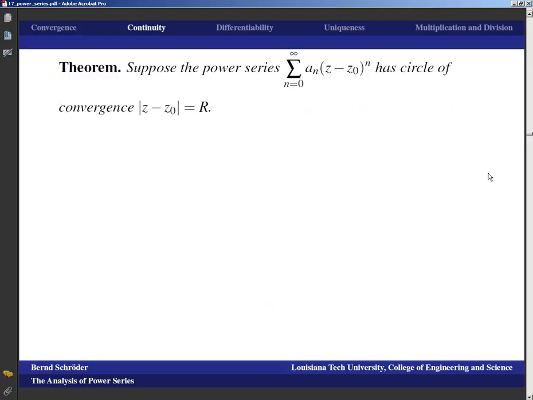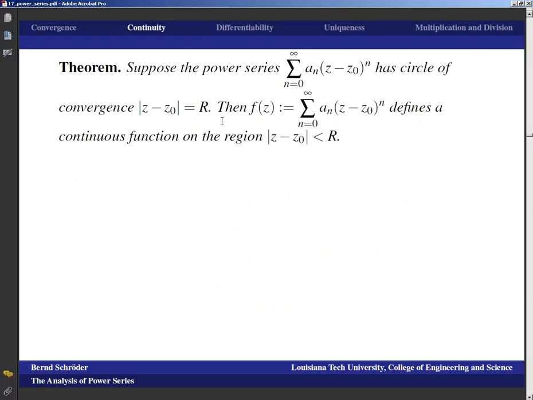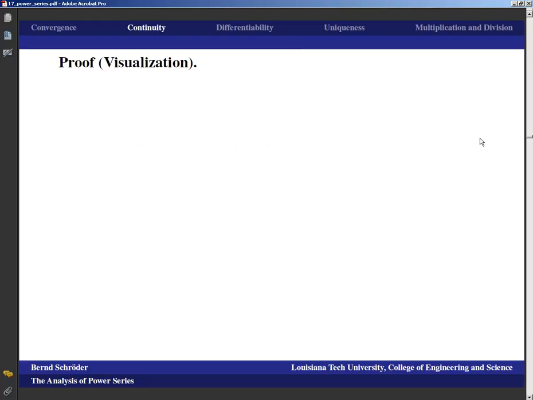Okay, now we can talk about continuity. So suppose the power series sum n equals 0 to infinity a n (z minus z0)^n has a circle of convergence |z minus z0| equals R. Then the function f of z, which we define via the power series, that function is a continuous function on the region |z minus z0| smaller than R. Again, we can't say anything about what happens at R, but we're quite happy that we have it at least inside the circle already. The proof, well, let's first visualize it.